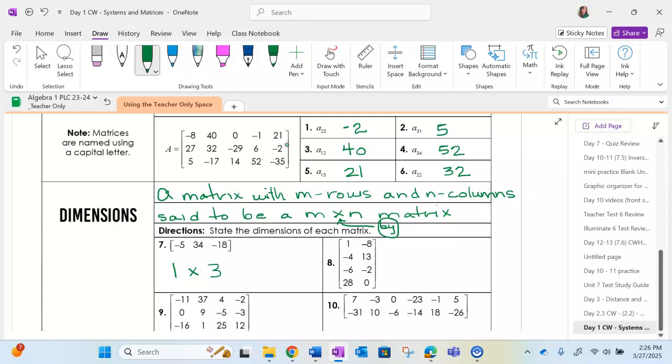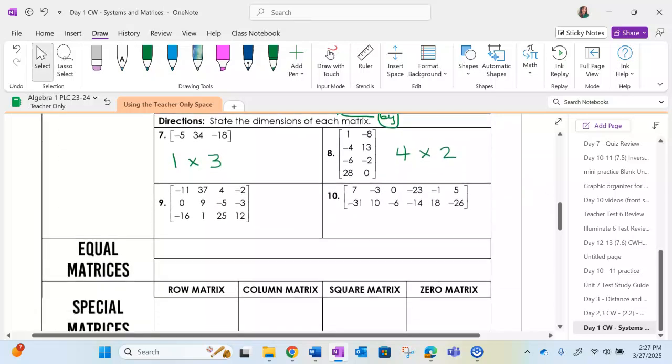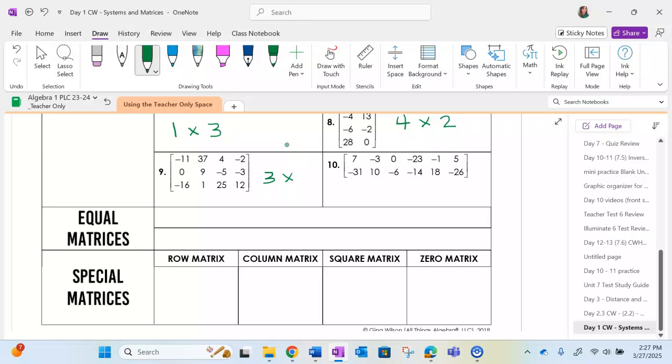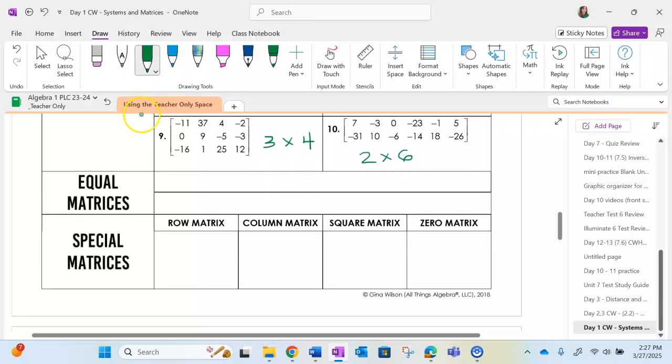1 by 3. In number 8, we have 1, 2, 3, 4 rows. And how many columns? 1, 2. Okay? Now looking at number 9, how many rows? 1, 2, 3. 3 by columns, 2, 3, 4. So it's a 3 by 4. This is 2 rows by 6 columns. Okay?